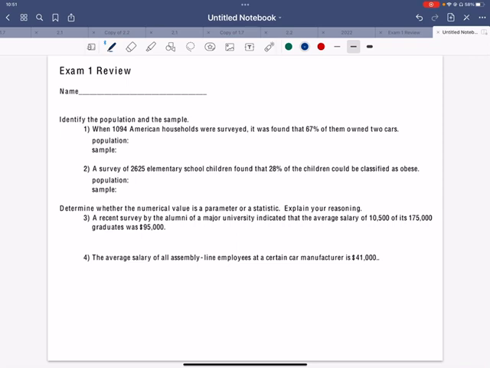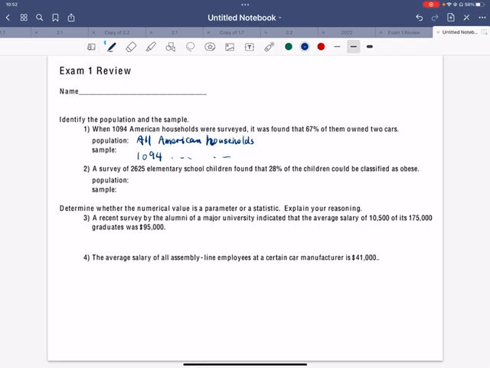Number one, identify population and sample. As we mentioned, the population is the whole idea. A sample is a part or a subset of a population. In this case, the population is all American households, and the sample will be the 1094 American households that are being surveyed. So population is the whole idea, sample is a part or a subset.